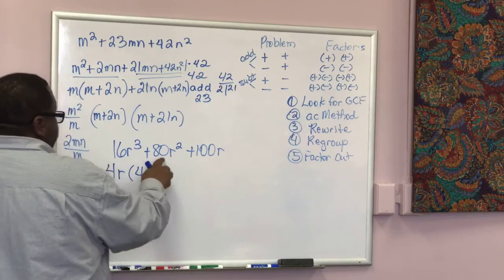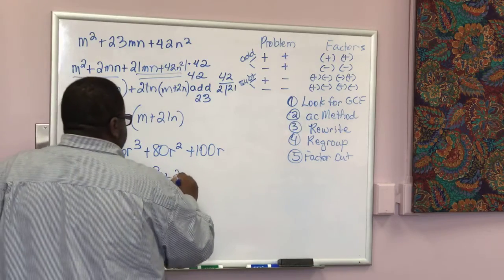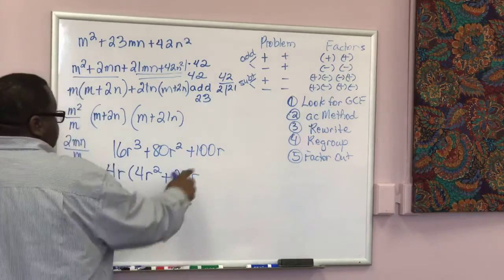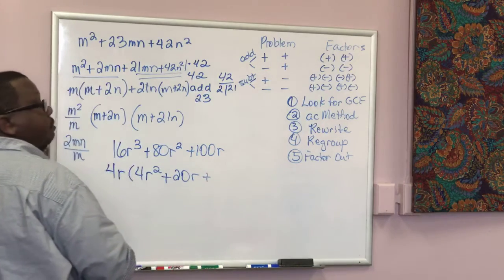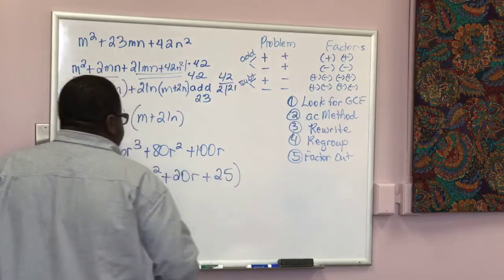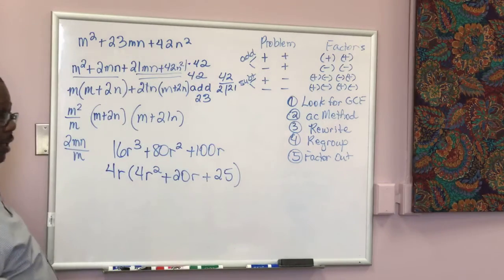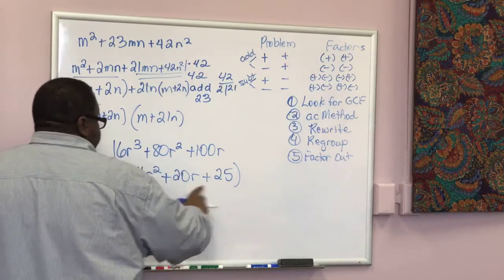Plus, what's 80 divided by 4? 20r. Then what's 100 divided by 4r? 25. And the r is going to cancel out. All right? Okay, am I losing anybody? Okay. Now, this is what we got to work with right here.